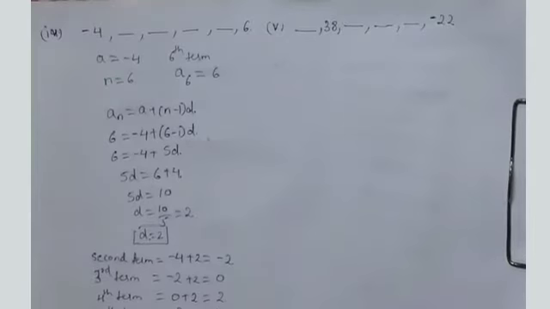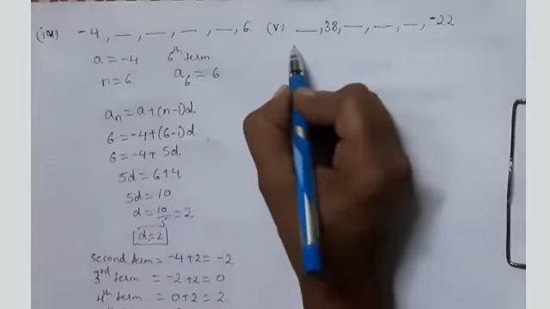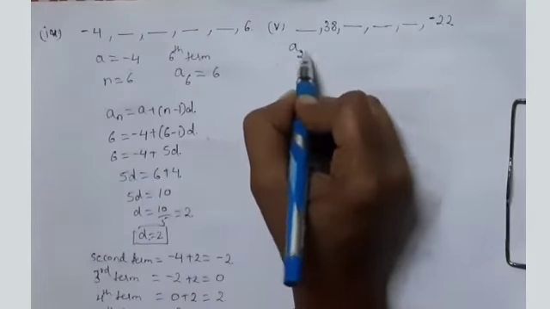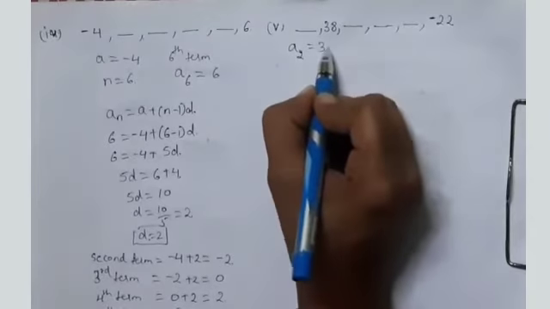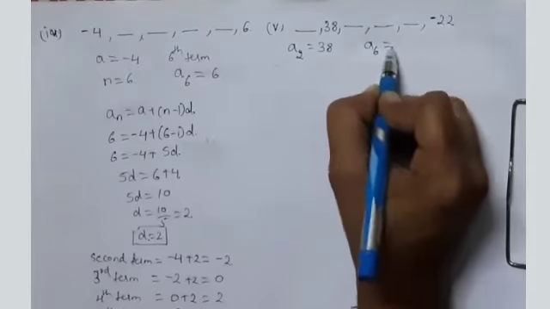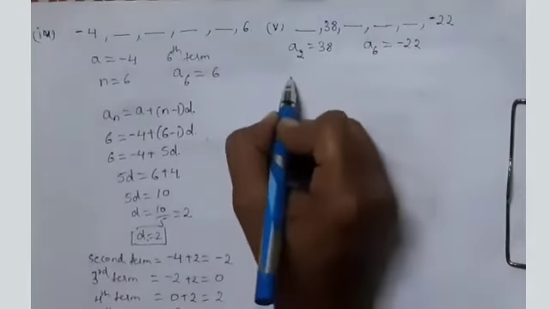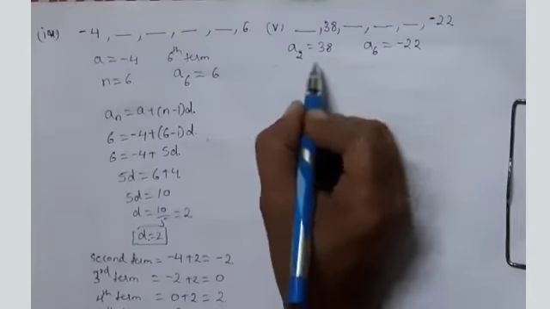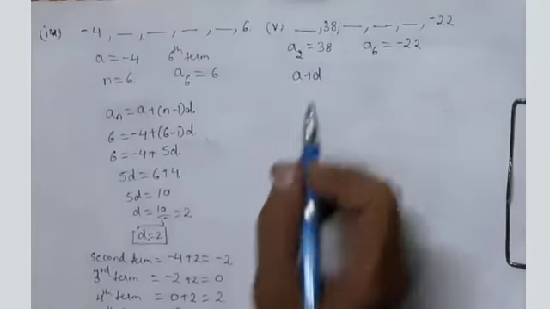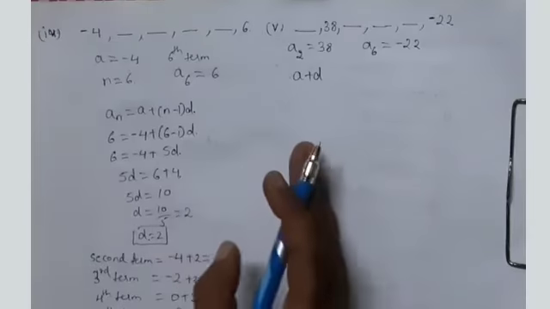For this, let us first write down what is given for us. Given for us is the second term, that is, we can write A2. A2 is how much? 38, as well as A6 given for us is minus 22. So A2 means what, children? A2 is nothing but A plus D, according to our general form of the sequence.